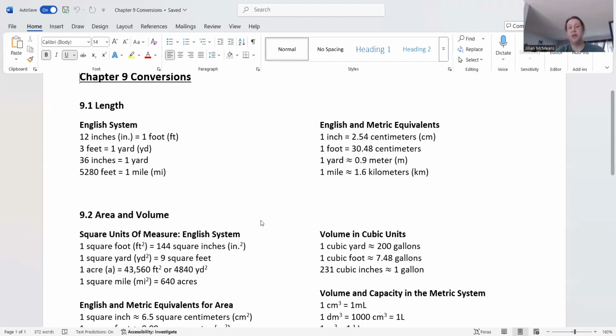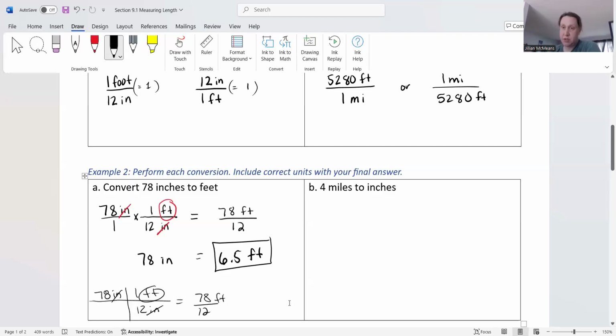Okay, so we need to convert 4 miles to inches. So I think I told you we're going to go inches to feet and then feet to miles. We're actually going to do that backwards. We're going to go miles to feet and then feet to inches. So in this case, we're going to have two unit fractions. Okay, so start with what you know. We know we have 4 miles.